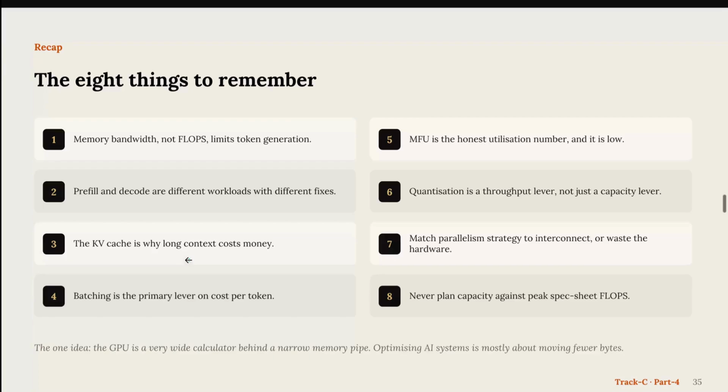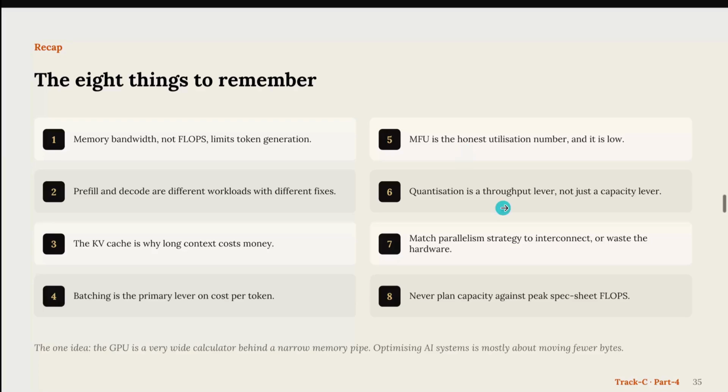Every time we have to pass the KV cache back to the flops to generate the next token and so on. So batching is a primary lever on cost per token. Batch as much as possible to reduce the cost per token. And model flops utilization is the utilization number, and it is always low. All the GPUs are not fully utilized.